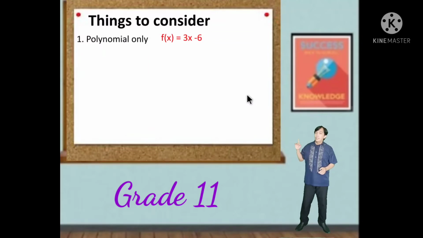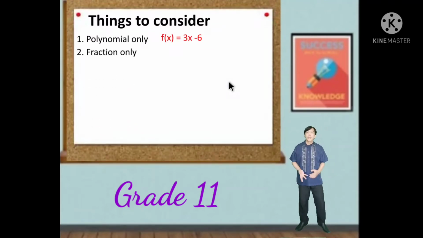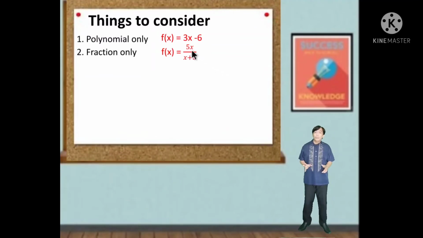Number 1, polynomial only. F of x is equal to 3x minus 6. Ibig sabihin daw, kapag nakakita ka ng isang polynomial function, walang denominator, ayan yon. That is a polynomial function. Okay? Then, number 2, fraction only. So, f of x is equal to 5x all over x plus 5. So, kaya ito tinawag na fraction kasi meron siyang numerator at meron siyang denominator.